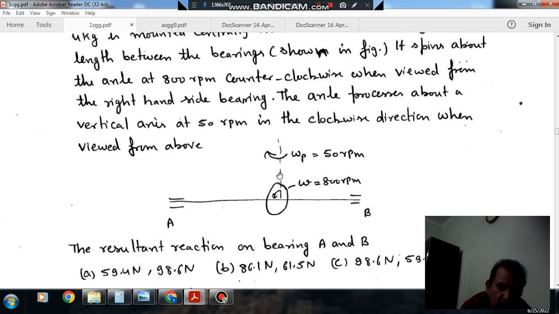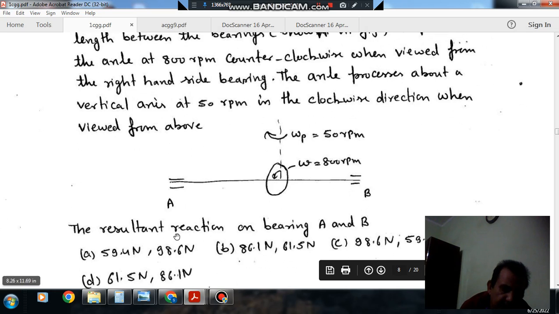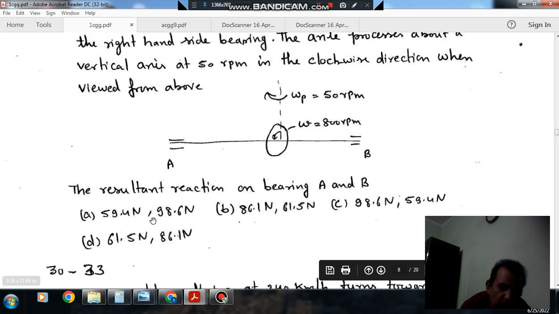So this is your counterclockwise, this is your clockwise when viewed from above and when viewed from right side. The resultant reaction on bearing A and B: option A 59.4 Newton, 98.6 Newton; option B 86.1 Newton, 61.5 Newton; option C 98.6 Newton, 59.4 Newton; option D 61.5 Newton, 86.1 Newton.